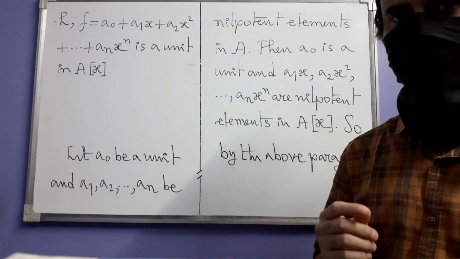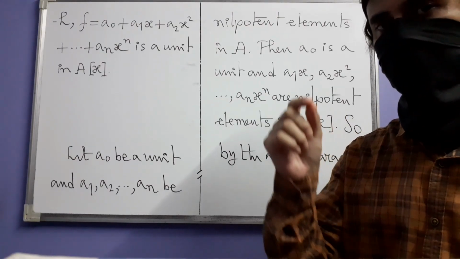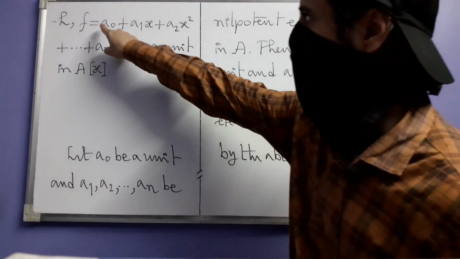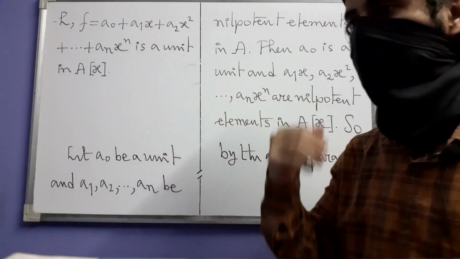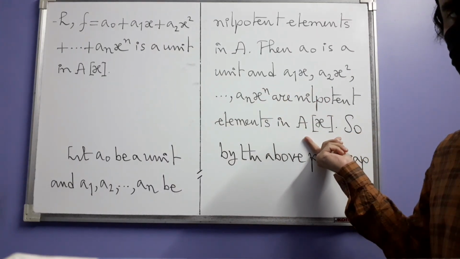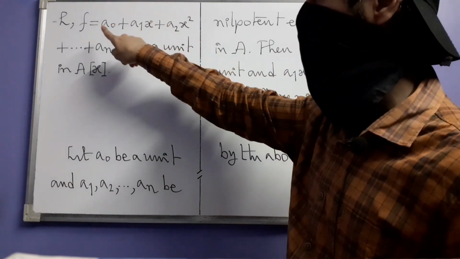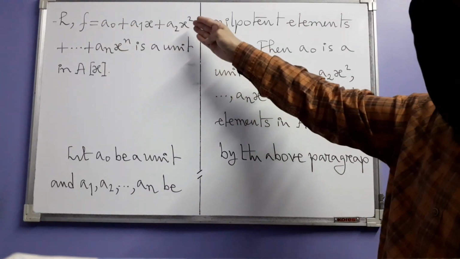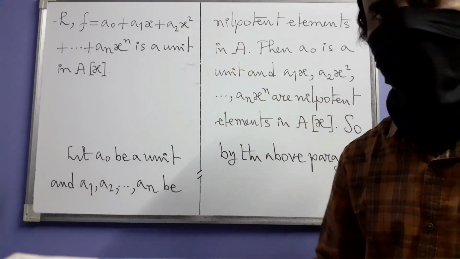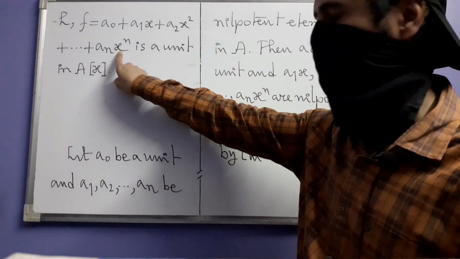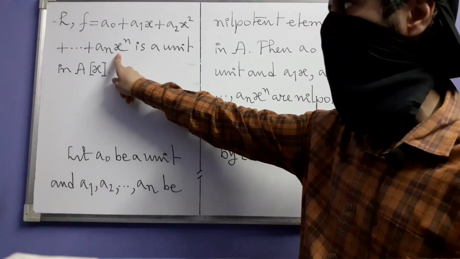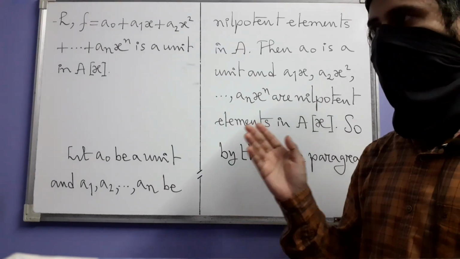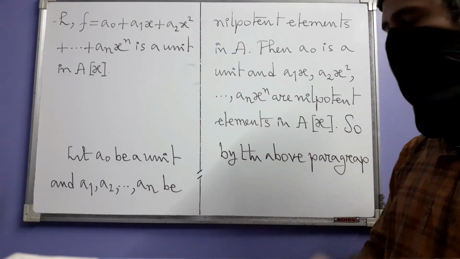And we have just now proved that a sum where one summand is a unit and the other one is a nilpotent element is a unit. So a naught plus a1x, this much is a unit in A[x]. But because that is a unit in A[x] and a2x squared is nilpotent, again this slightly larger sum is a unit, and it goes like that till you reach the end, and the final conclusion is that the entire thing is a unit in A[x]. So you have proved one of the 2 implications. Now we will prove the reverse implication.